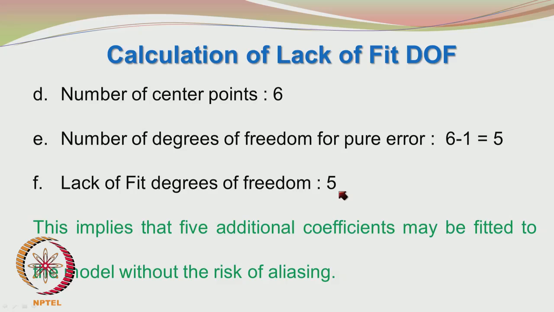Hence, we have 5 more degrees of freedom for fitting additional model parameters, and this is nothing but the lack of fit degrees of freedom. Sometimes even with 10 parameters, there may be scope for model development, and so the analysis of variance table would indicate that the lack of fit degrees of freedom is significant, and hence we may have to consider adding more terms to the model. So, the lack of fit degrees of freedom is 5, as we discussed just now. So, we can fit additionally 5 more regression coefficients after expanding the model appropriately without the risk of aliasing.